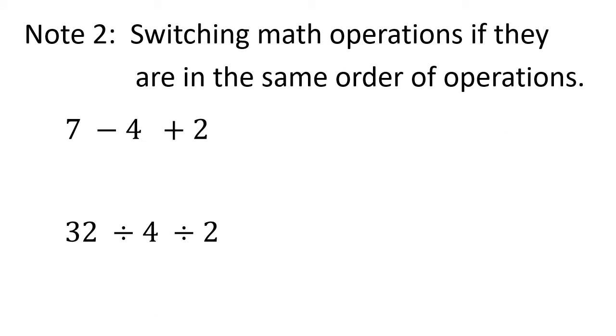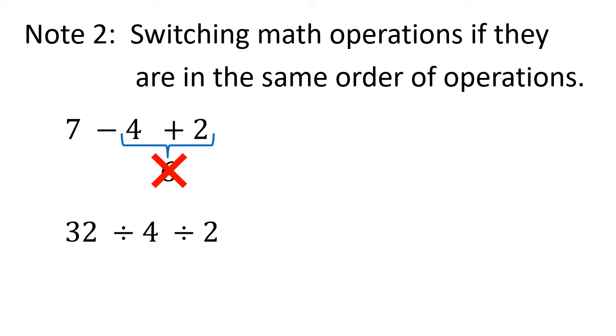As a reminder, we can switch math operations if they're in the same order of operations. Before we get into that, let's see some common mistakes. For example, 7 minus 4 plus 2. Some people believe that an addition is a stronger operation than a subtraction. In this case, they may do 4 plus 2 first, which is 6, making the equation 7 minus 4 plus 2 equal to 7 minus 6, and this is completely wrong.